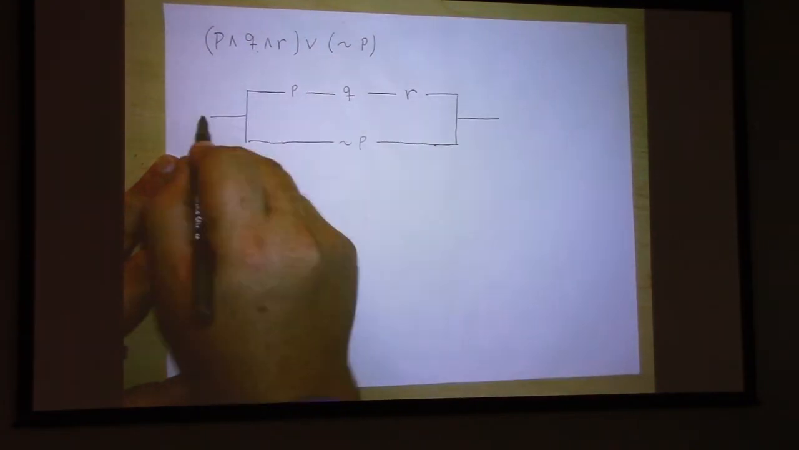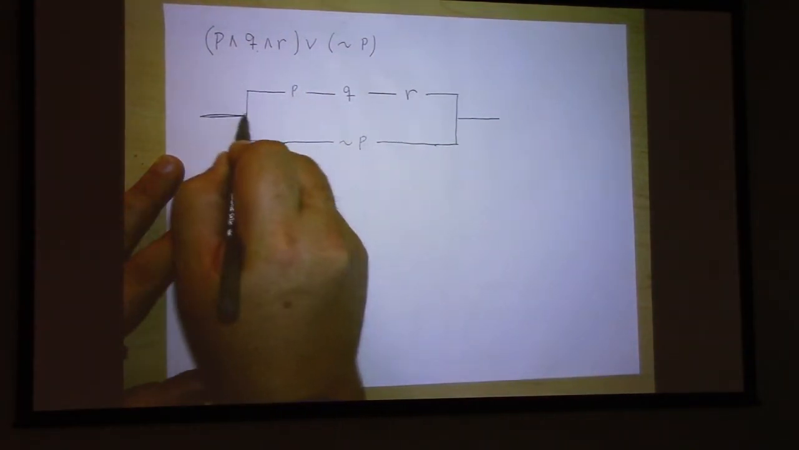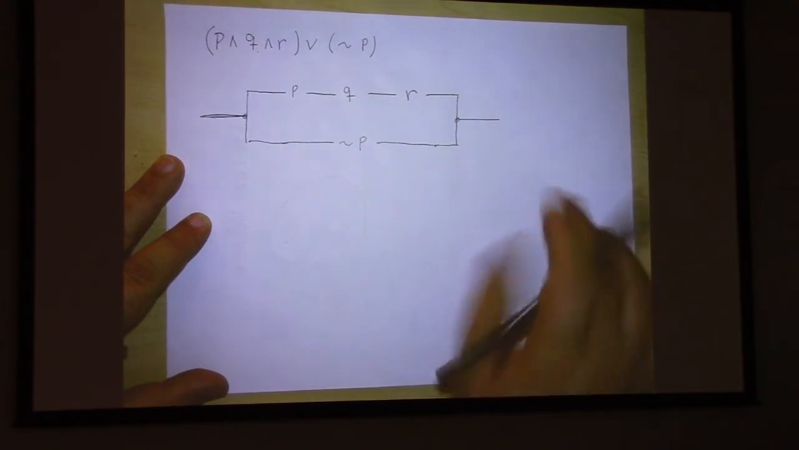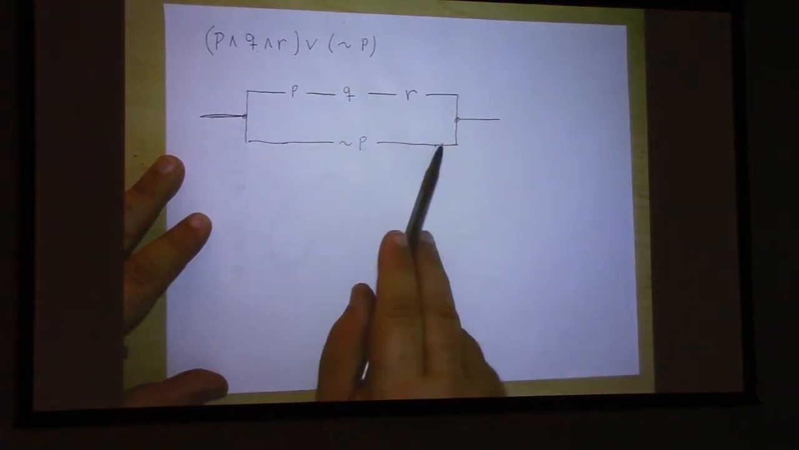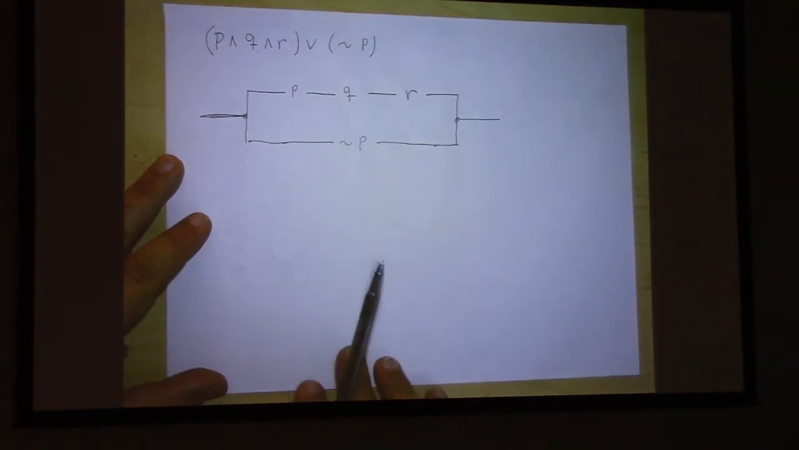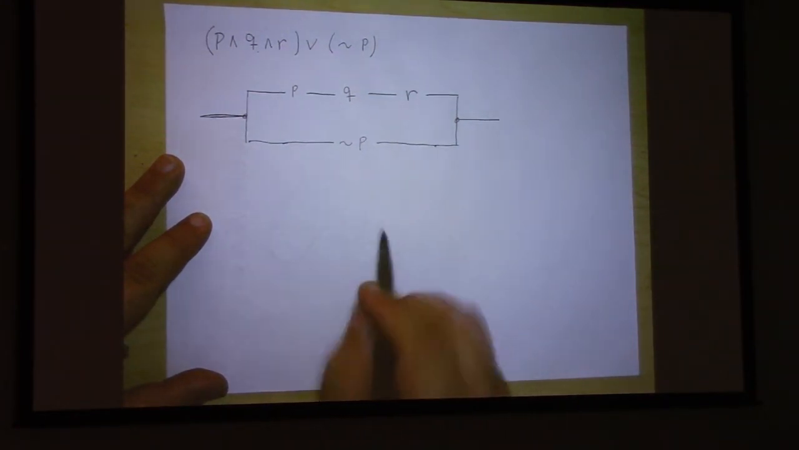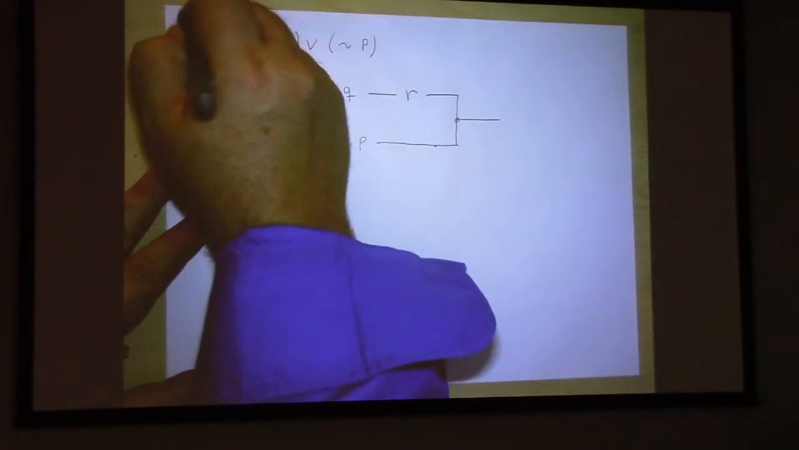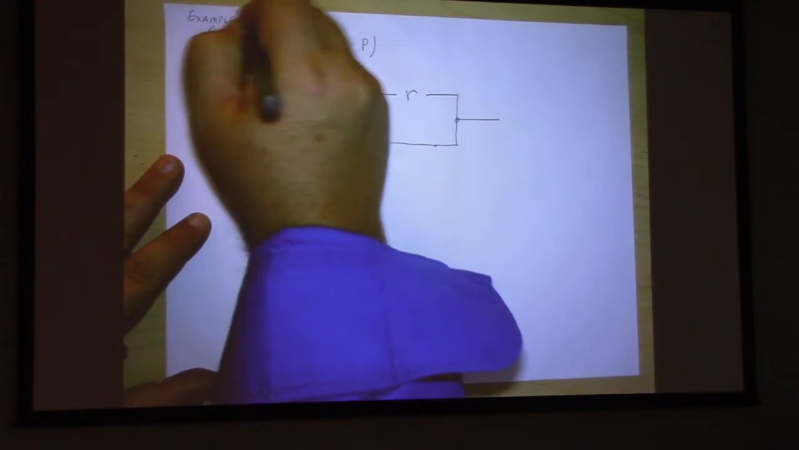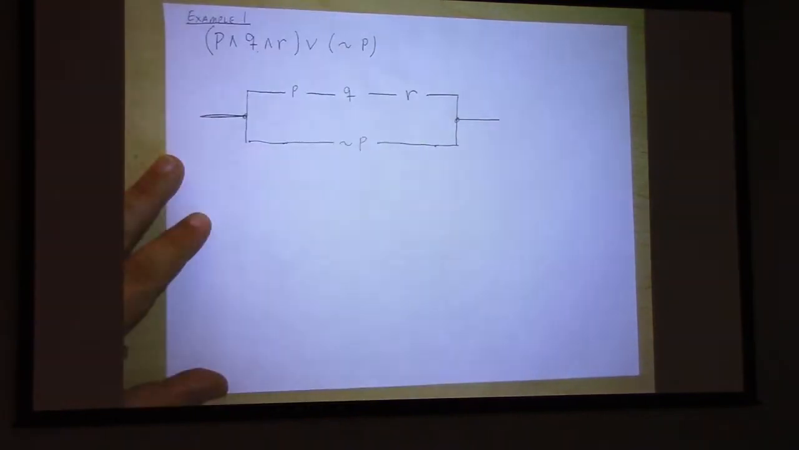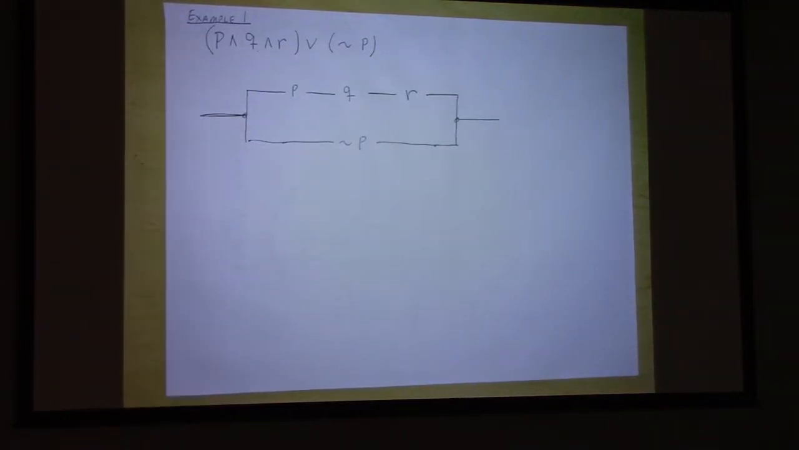Like that. Anyway, that's one way to draw the circuit, okay? So this logical sentence is equivalent to this switching circuit. So that was example one, right? Any questions?